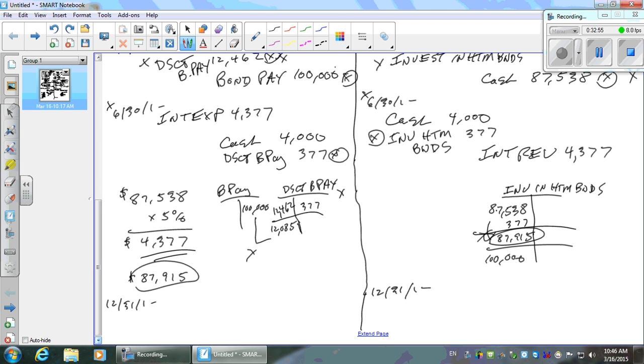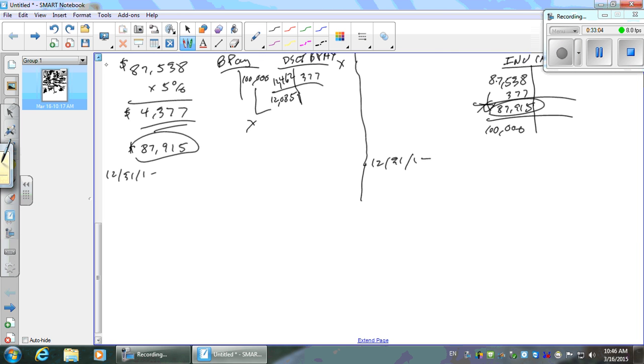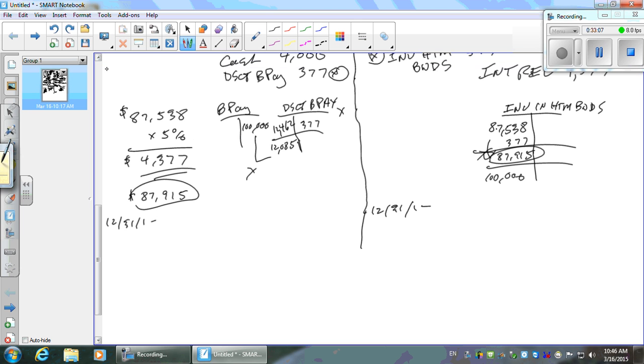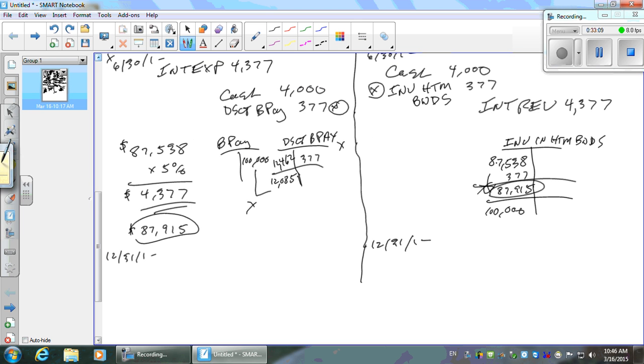Does everybody know it's exactly the same journal entry? It is, right? What do we want to debit, if you're the borrower? Interest expense. Every time. We're going to do this 20 times, guys, in the life of this bond. What do we want to credit? Discount on bonds payable, and cash. How much is the cash every single time? All 20 of them. It's $4,000.